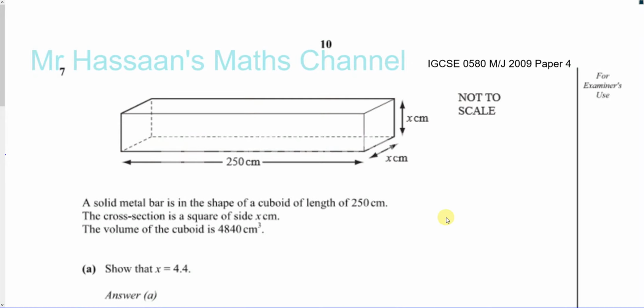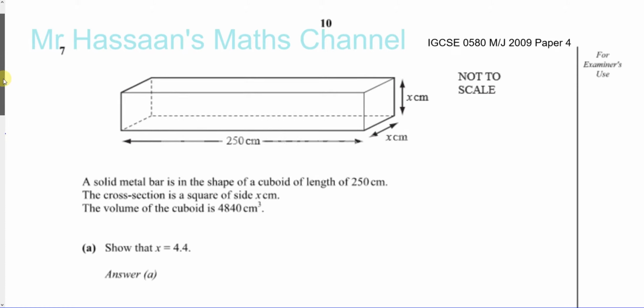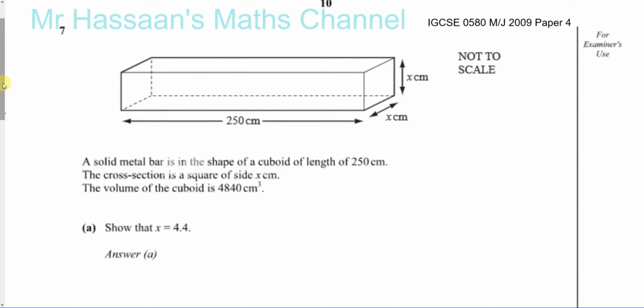Okay, so here we have another question from an IGCSE paper. This is from Paper 4 of May-June 2009, Question 7, which was requested for me to answer, so I'm going to go ahead. Now, in this question we have been told that there's a solid metal bar.